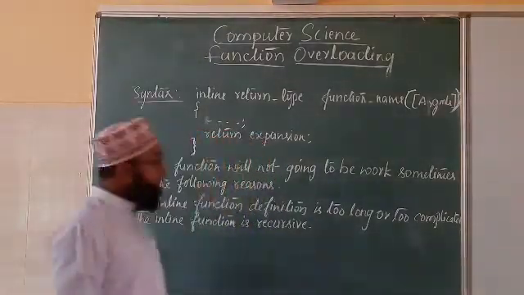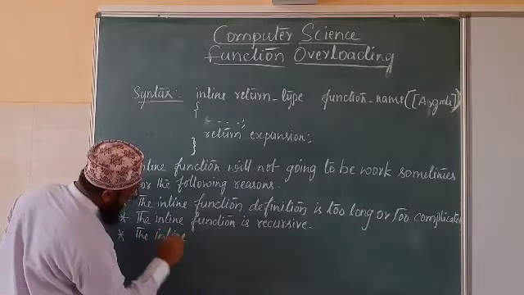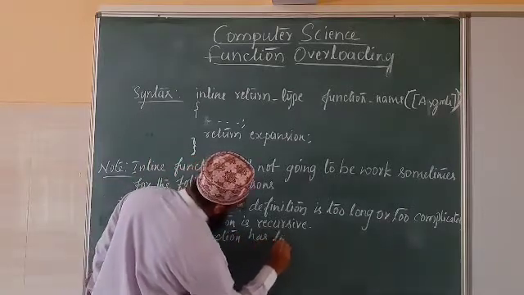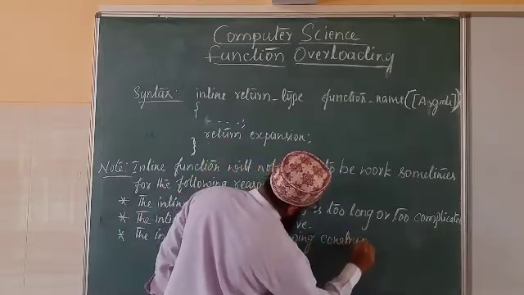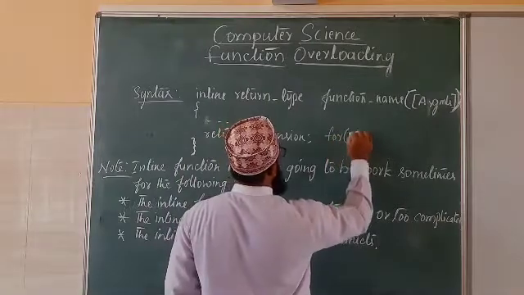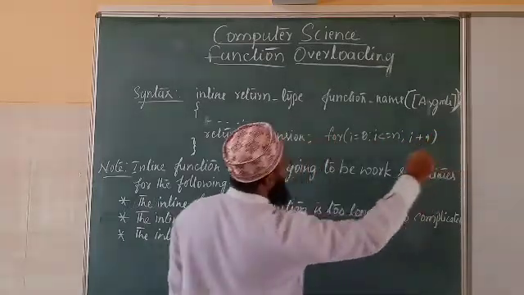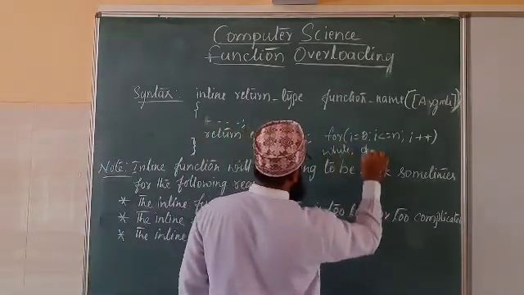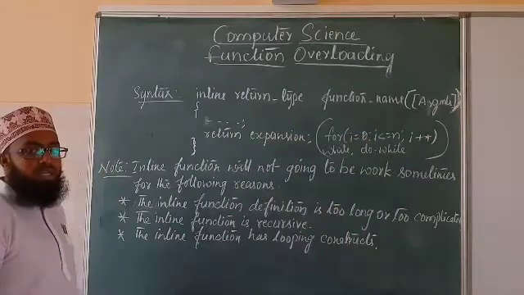And then third point, the inline function has looping constructs. See, looping construct means for loop, which you will write for i equals 0, i less than or equal to n, then i plus plus. This type of looping statement is called for loop, and another one is while loop, then do while loop. For all these types of looping statements, inline function will not work.